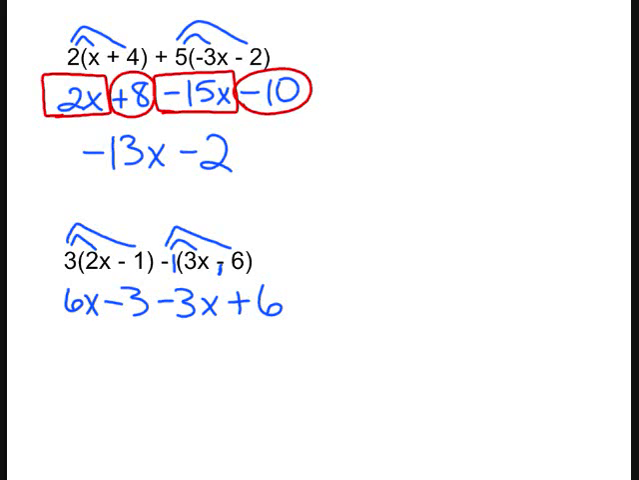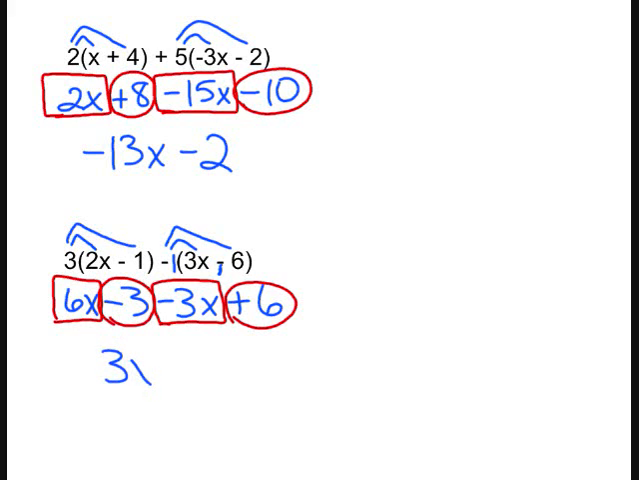Now we can look to combine our like terms. We can combine 6x with a negative 3x, and we can combine a negative 3 with a positive 6. So 6x minus 3x gives me 3x, and negative 3 plus 6 gives me a positive 3. And once again, at that point, we are done with the problem. And that is how you use the distributive property and also why you use the distributive property.